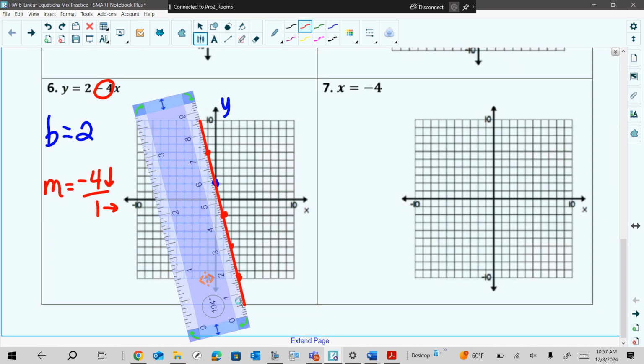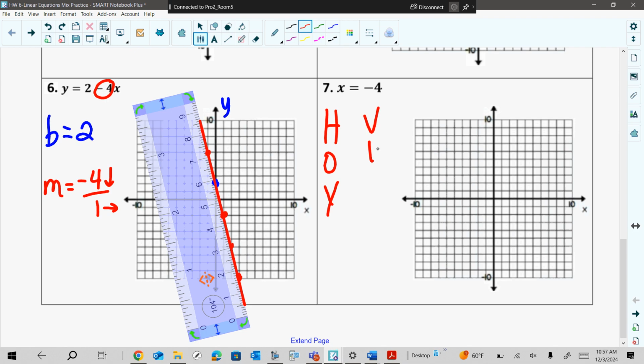There we go. Yes, this is one of our special cases on number 7. We have to remember x equals a number, -4, this is going to be a vertical line. All right, when you have this, flip it over. Let's talk about the graphs on the back and then the remaining problems.